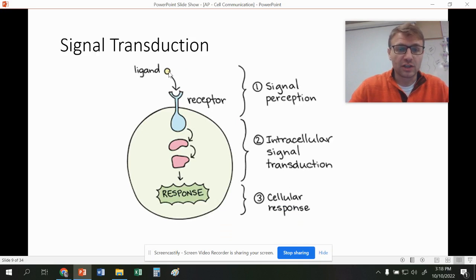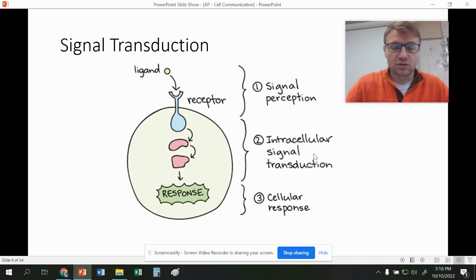Here's another way of looking at it. We have our ligand bonding with our receptor. It's going to activate other intracellular secondary messengers, and you're going to get some response. You can see these are three parts that we're going to go over. We have our signal perception. It's just like the signaling. This is just the initiation of the signal. This is the reception of the ligand.